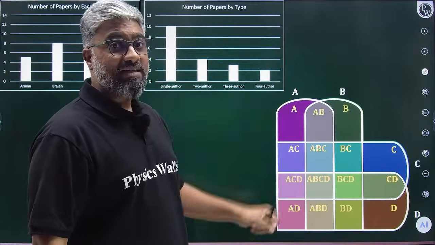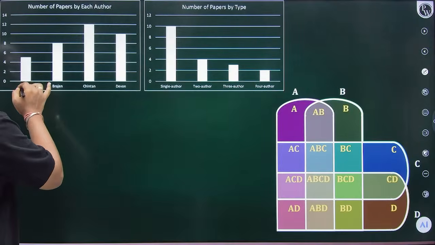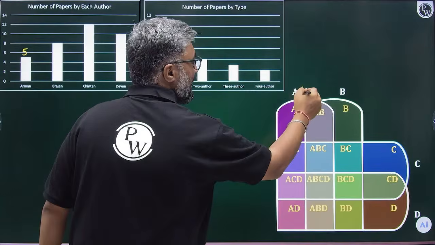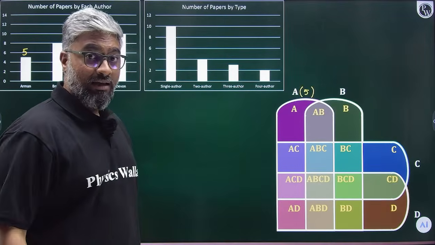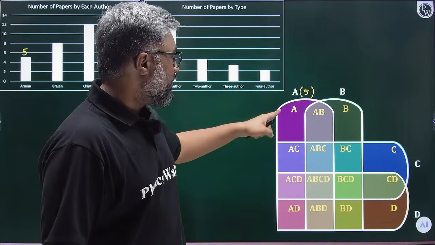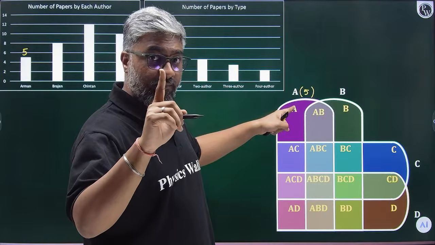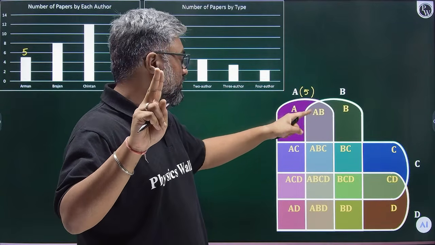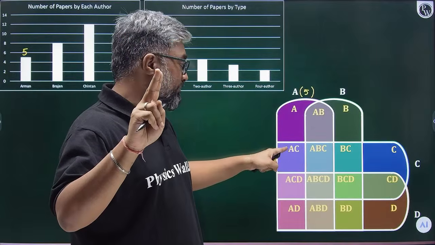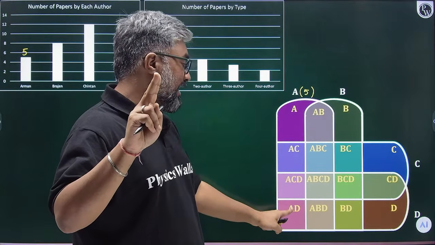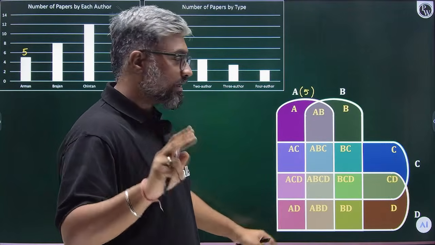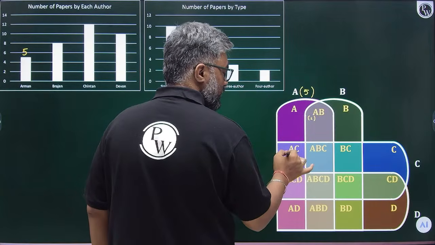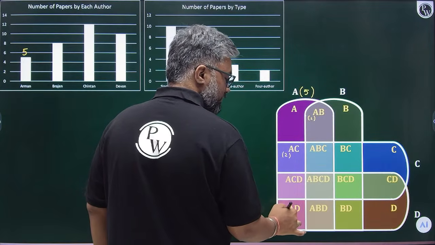Where A has how many contributions in total? A has a total of 5 contributions. So the total of A will be 5, wherein in these 5 we will have A writing it single, A writing it along with B, 2 paper, 2 author, A writing with C, 2 paper, 2 author, A writing with D, 2 author papers, right? So these are all what? 2 author papers, correct? This is 2 author paper, this is 2 author paper, this is 2 author paper.